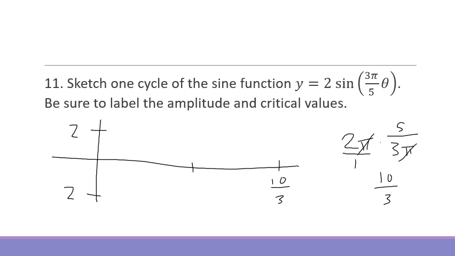So what's halfway between 0 and 10 thirds? That would be 10 sixths. Divide the bottom, right? And so now this one's going to go up first, through the middle, and back to start. All right, so that's that.